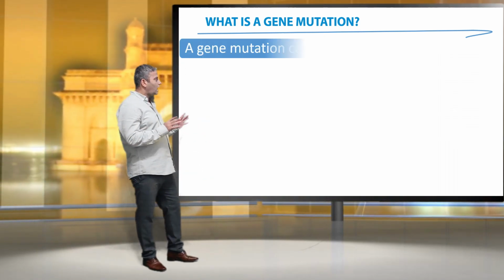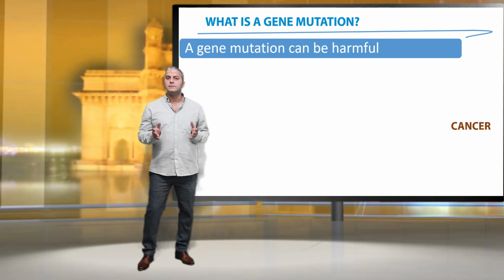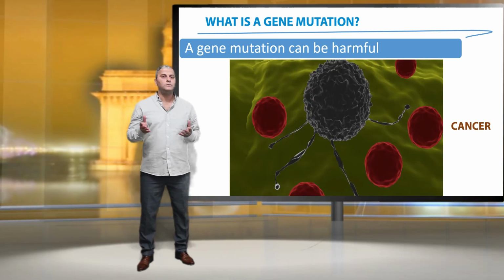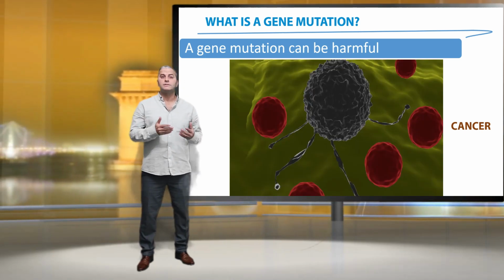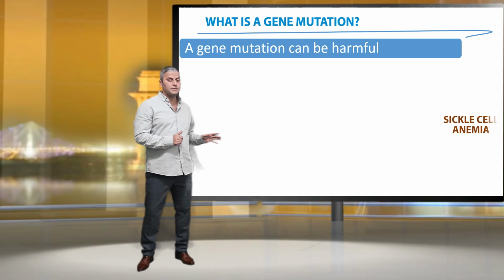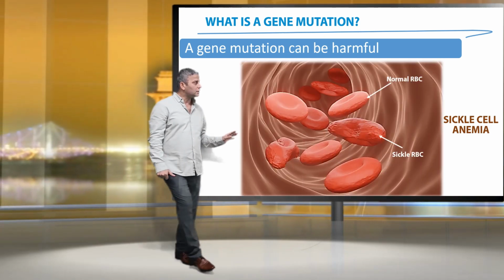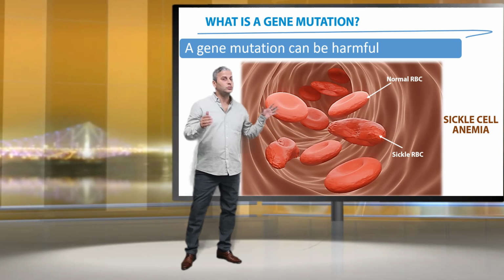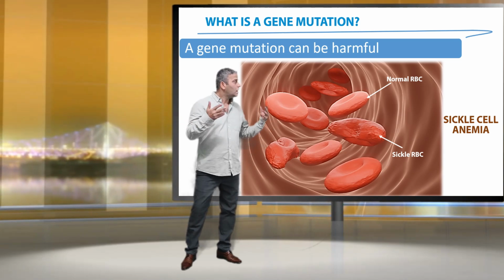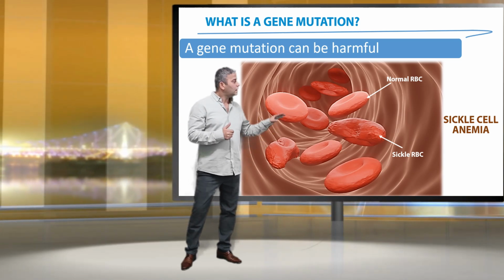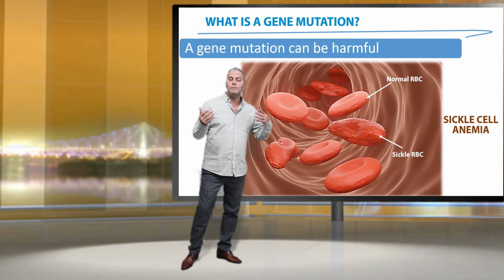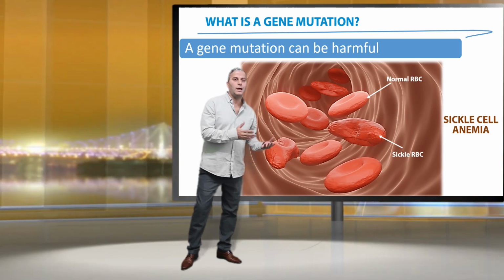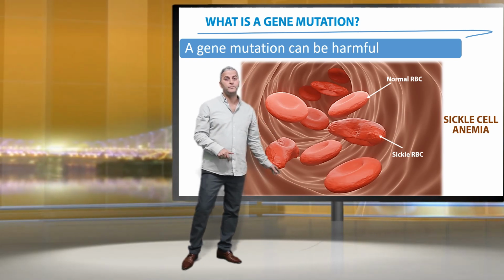A gene mutation is a change in the nucleotide sequence of the DNA. It can be harmful, such as mutation leading to cancer or some diseases like sickle cell anemia. As you see here, in sickle cell anemia, the red blood cells, which are typically round and flexible, become abnormally shaped like a crescent or sickle.